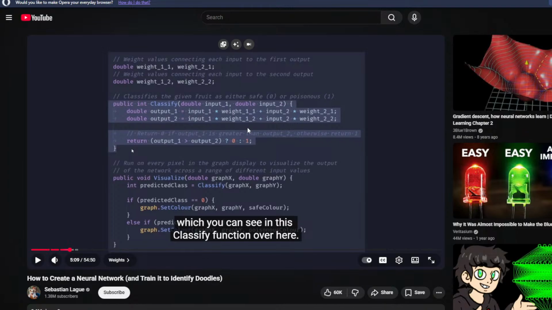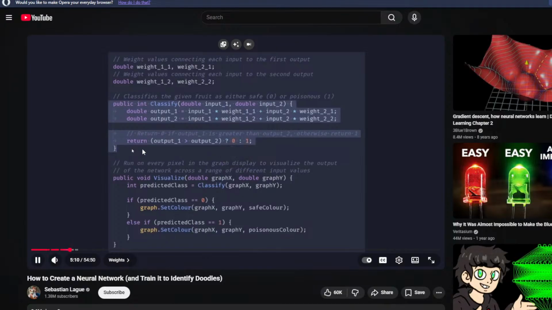If so, return zero, return safe, I assume, or poisonous, one or the other. If output one, the confidence in the poisonous aspect of things, is greater than the confidence in it being safe. Otherwise, return one. Safe. Okay.